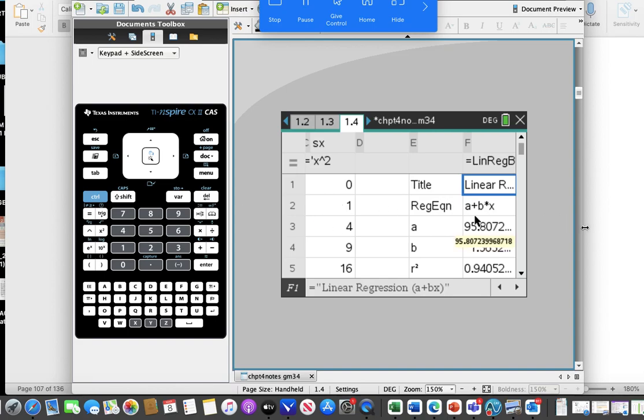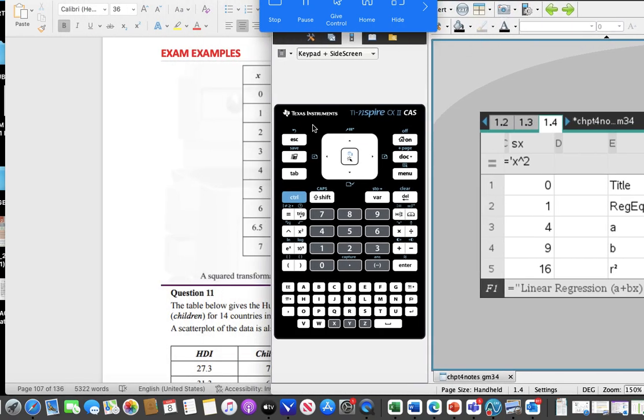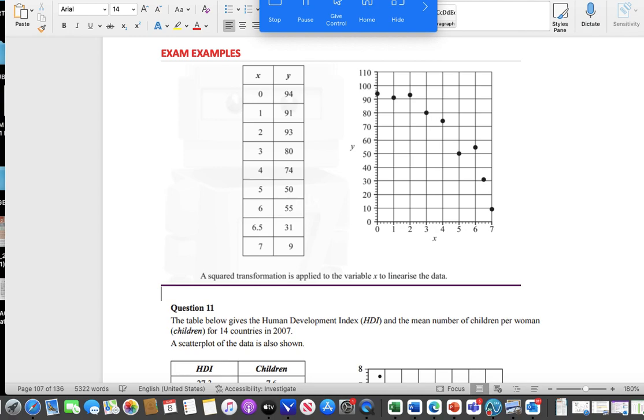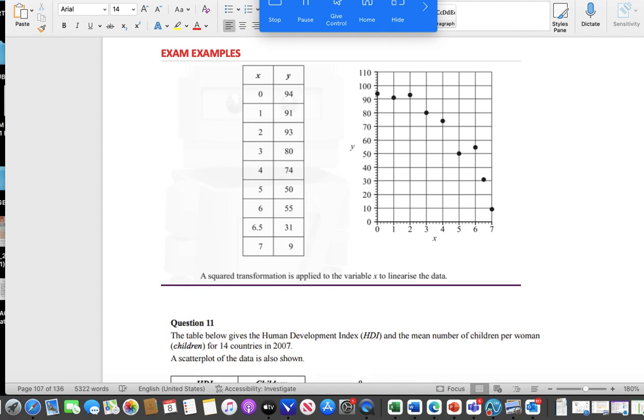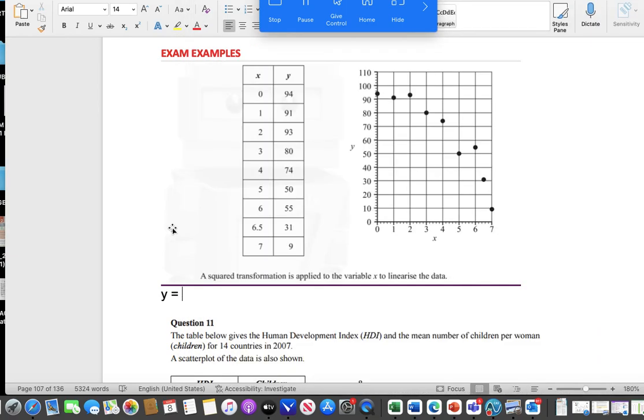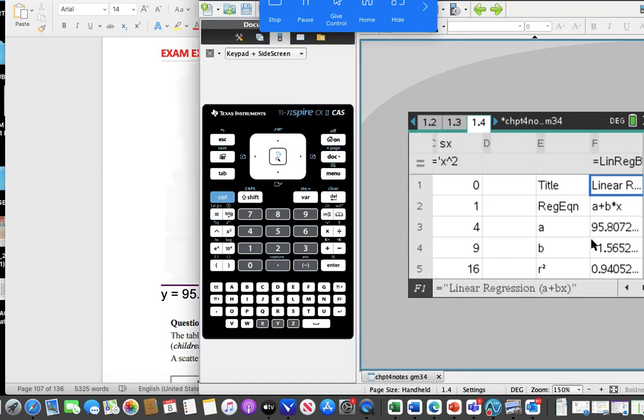I could have y equals 95, what was the B value? Minus 1.6 or something like that. I'll put it in under here. So if I was writing out that equation, I'd have y equals, it's just doing automatic caps lock there. Let's do 3 significant figures. So I'm going to say 95.8. I think the B was a minus, so minus 1.57.